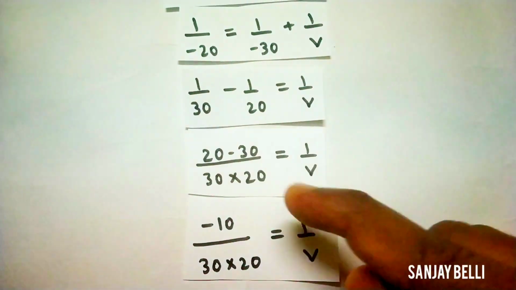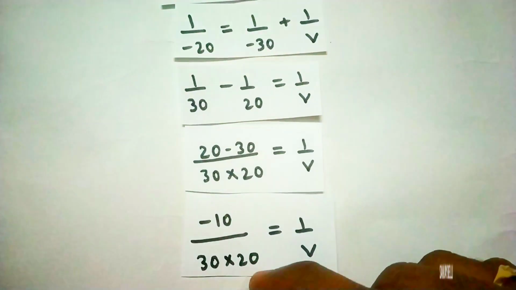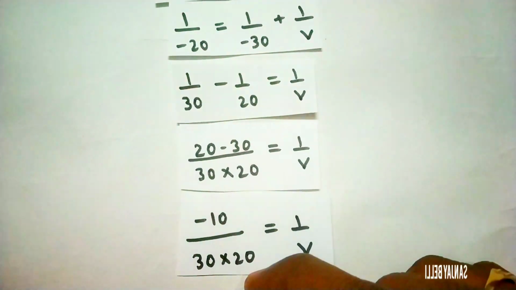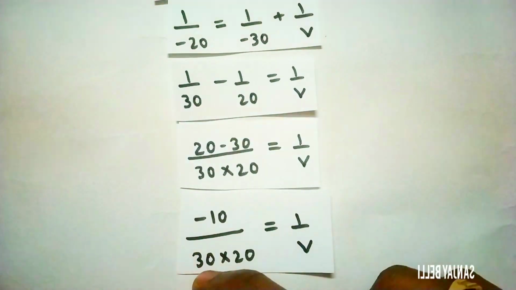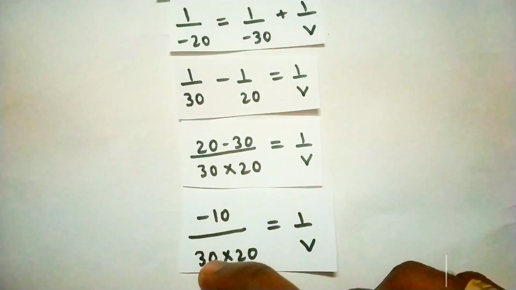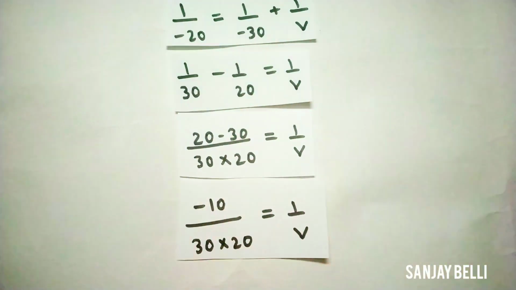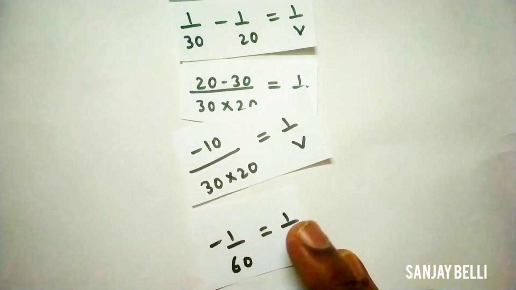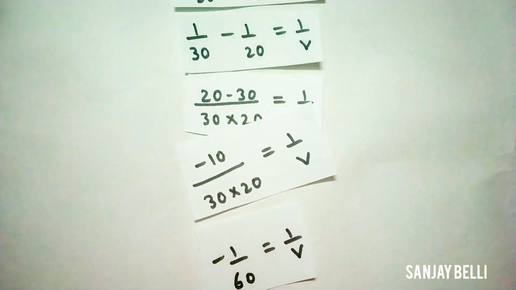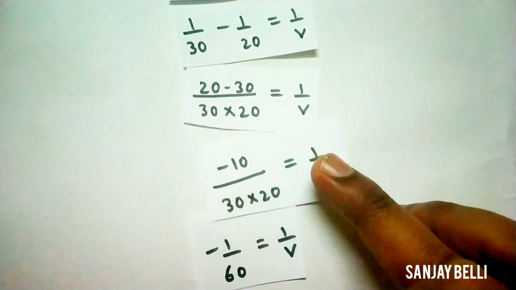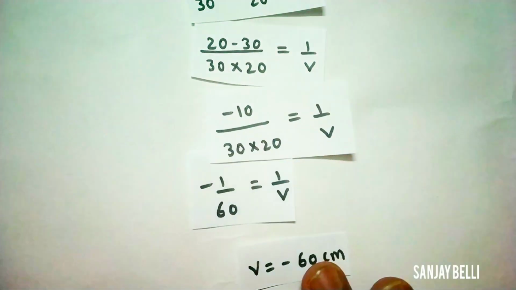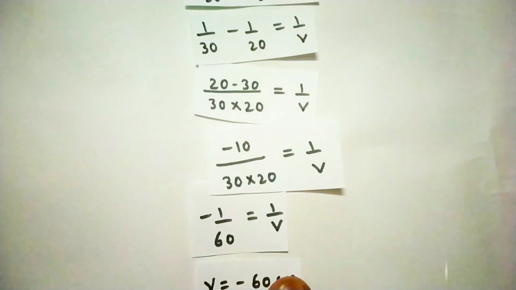Here 10 ones are 10, 10 twos are 20, 10 ones are 10, 10 threes are 30. So 3 into 20 will become 60. That is minus 1 by 60 equals 1 by v. So v equals minus 60 centimeters.